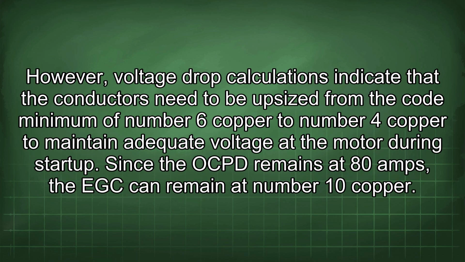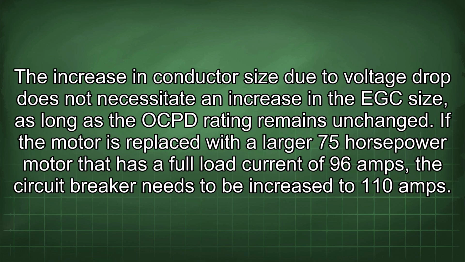However, voltage drop calculations indicate that the conductors need to be upsized from the code minimum of number 6 copper to number 4 copper to maintain adequate voltage at the motor during startup. Since the OCPD remains at 80 amps, the EGC can remain at number 10 copper. The increase in conductor size due to voltage drop does not necessitate an increase in the EGC size as long as the OCPD rating remains unchanged.